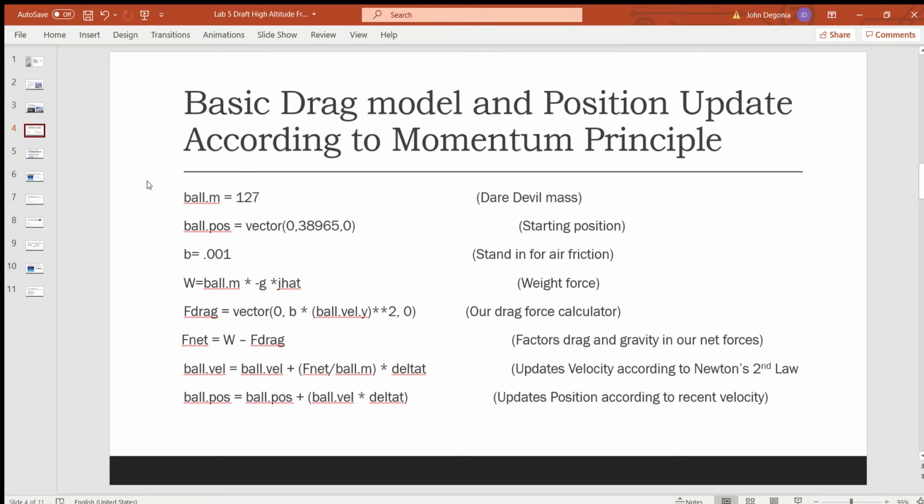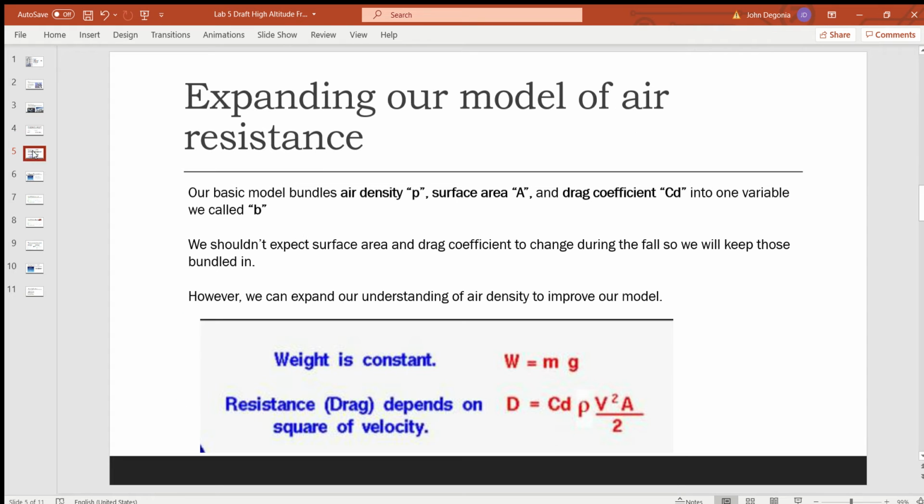Show a basic drag model and position update according to the momentum principle. This is similar to labs we've done before. We've got mass, position, calculating weight force, and then drag force with a B variable to make things line up properly. And then calculate Fnet from the previous two forces, and using Fnet to update velocity and velocity to update position, repeating that over and over again to run our model.